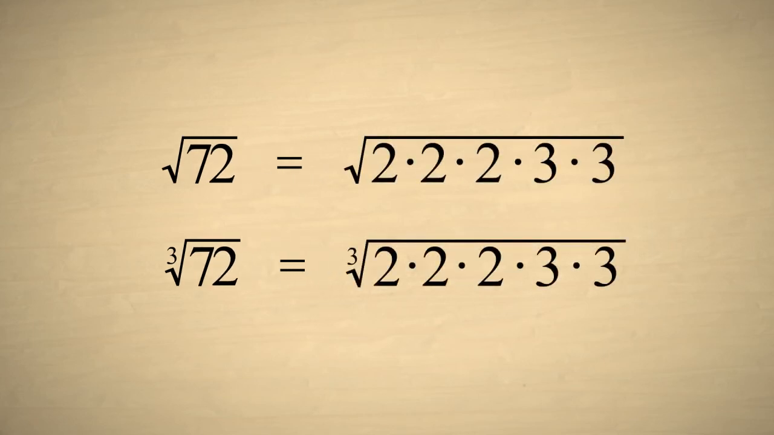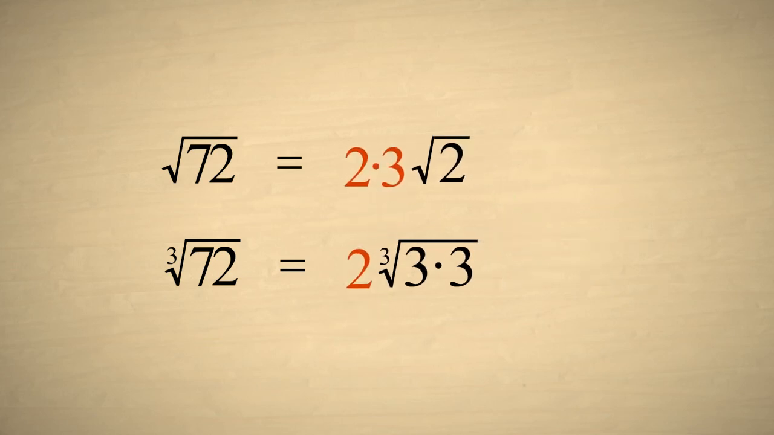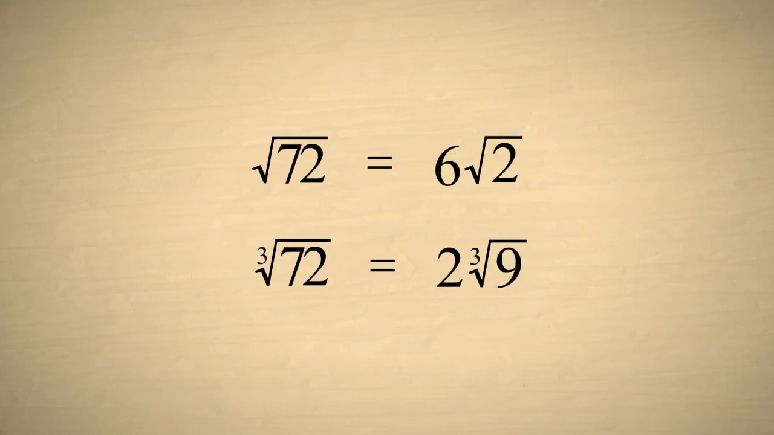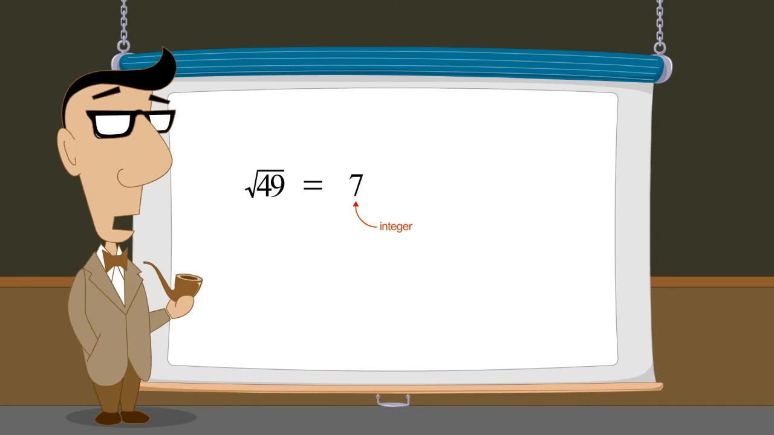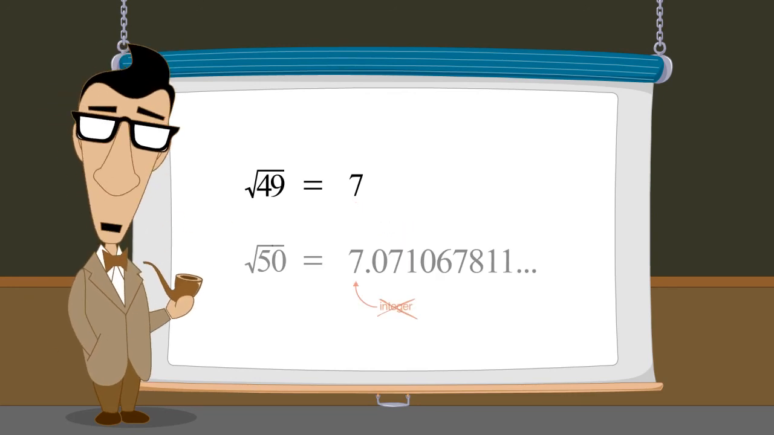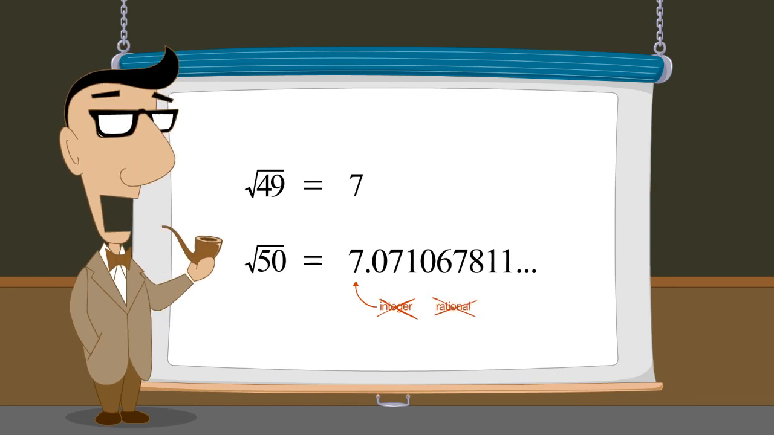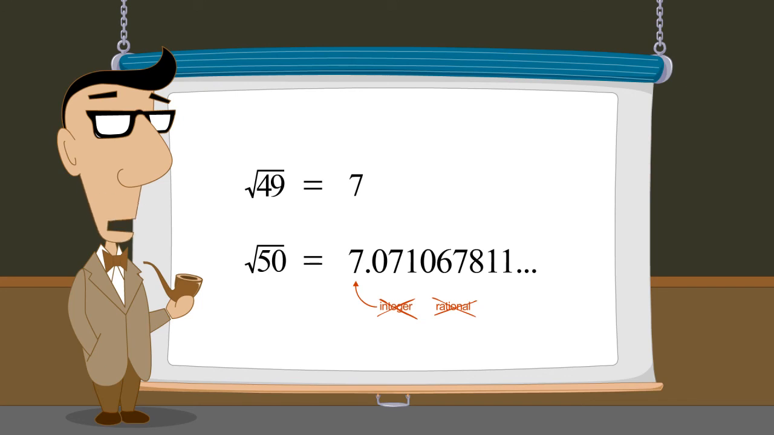In both cases, we factored 72, and then grouped the factors into products which were perfect squares, or perfect cubes, and therefore could be brought out from under the cube root or square root radical signs. We have seen that although the roots of some numbers can be represented by integers, most roots cannot be represented by integers. In fact, they can't even be represented by rational numbers.